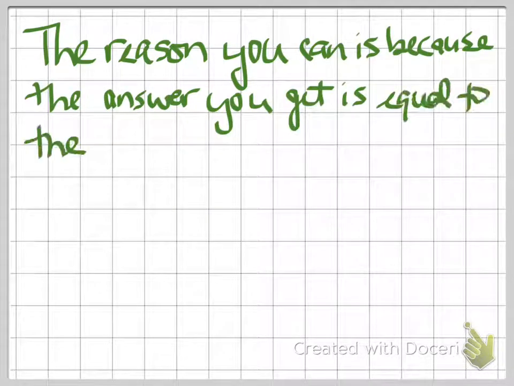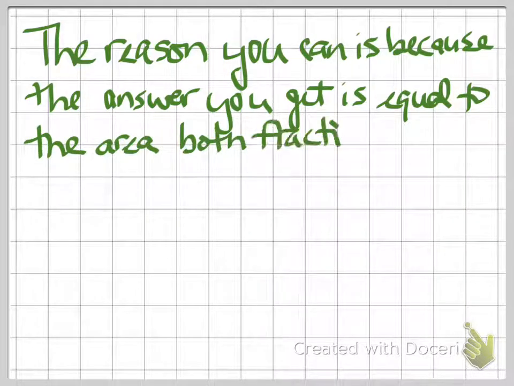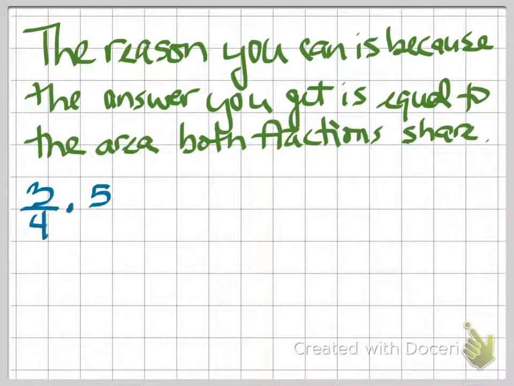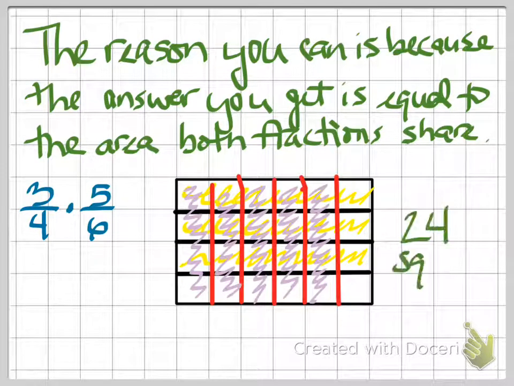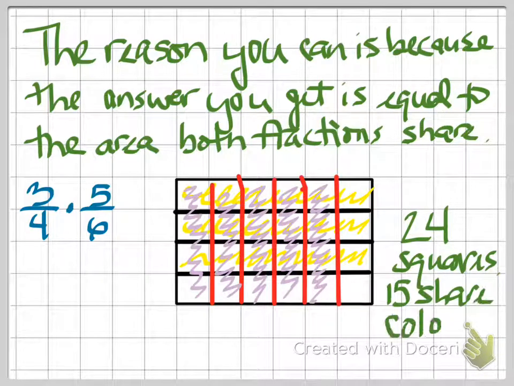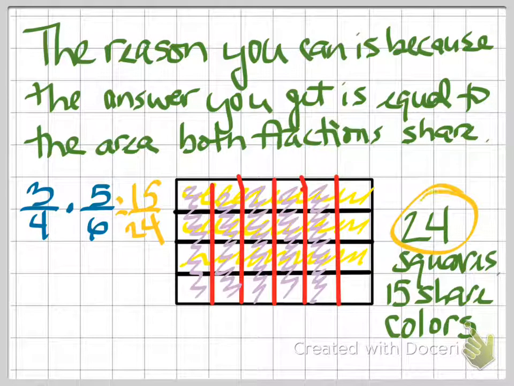So if you will watch as this plays out on the app, the reason you can have an answer you get is equal to the area both fractions share, as I'm showing. Okay, 3/4 times 5/6 just multiplied out together is 15/24. We'll check it out. I have 24 squares. The yellow delineates my 3/4. The purple delineates my 5/6. Well, guess how many total little squares there are in the big one? 24. How many little squares have both purple and yellow shared? 15.